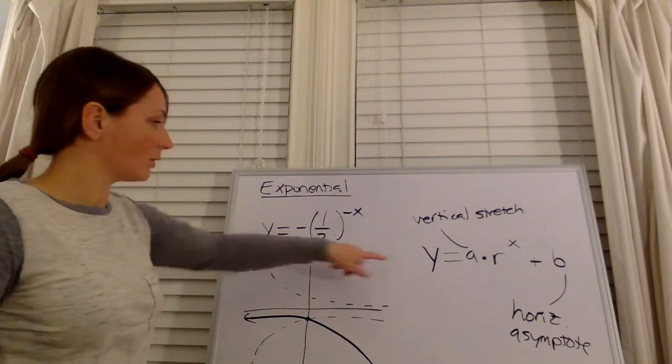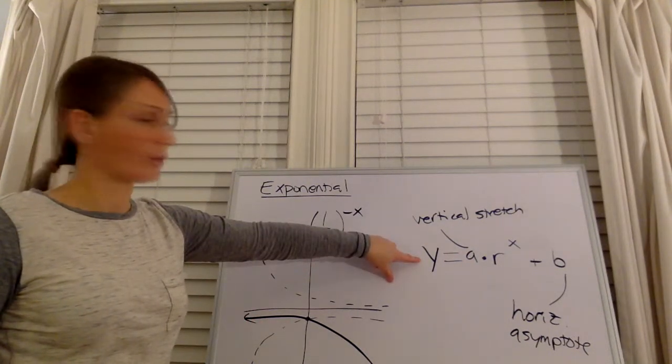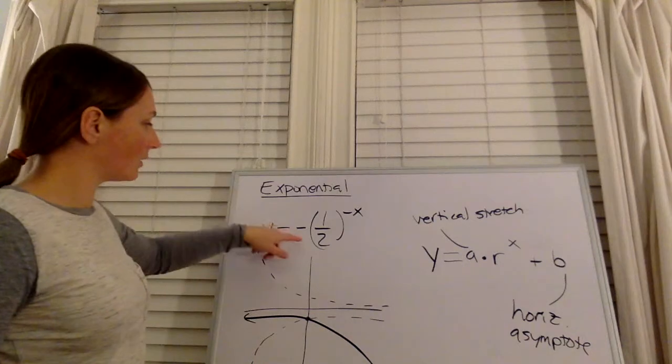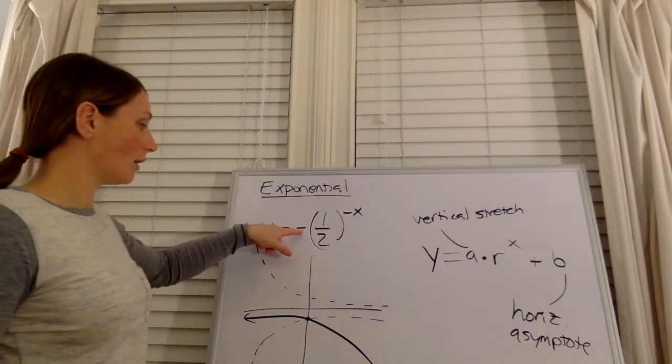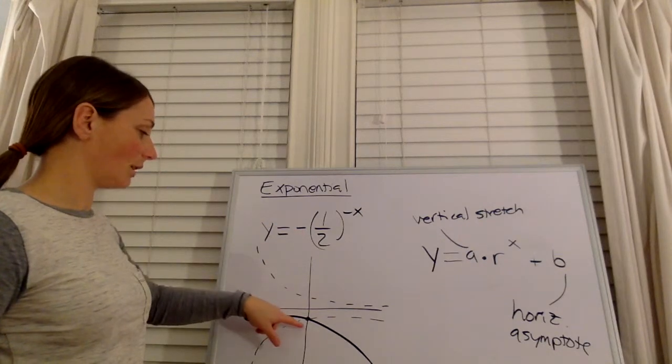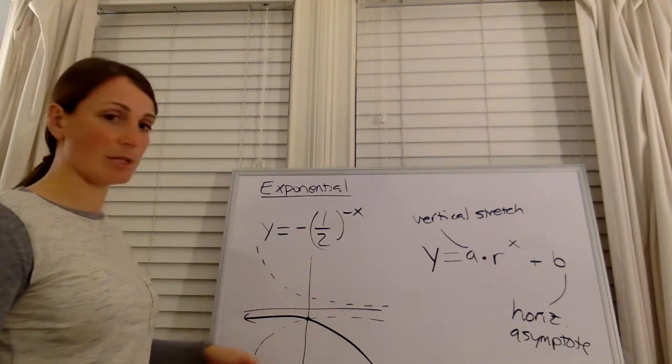So exponential functions have this form, and we can transform them. We can see whether we're looking at a growth or a decay model based on transformations. This is a decay model because we've flipped it and flipped it.